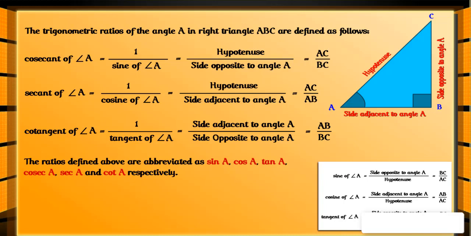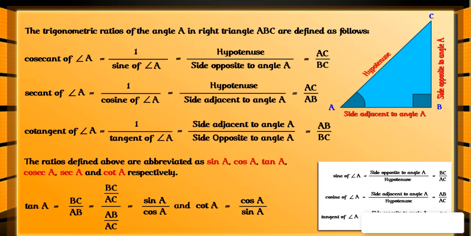The ratios defined above are abbreviated as sin A, cos A, tan A, cosec A, sec A and cot A respectively. Note that the ratios cosec A, sec A and cot A are respectively the reciprocals of the ratios sin A, cos A and tan A.